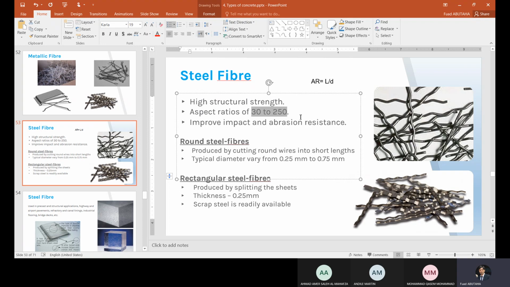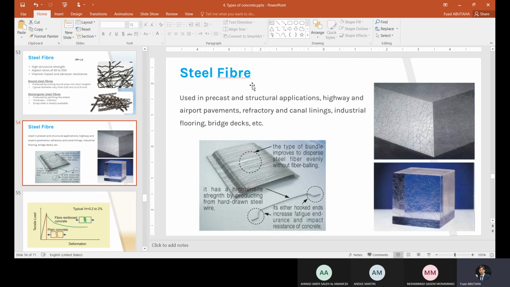It also improves the impact and abrasion resistance. We have rounded steel fiber and rectangular steel fiber. This is the rounded steel fiber and this is the rectangular steel fiber, with a specific range in thickness and in the length of the fiber itself. Again, a change in the length of the fiber will change its effect on the concrete properties. It is used in precast and structural applications, and can be used in highways, airport pavements, etc.